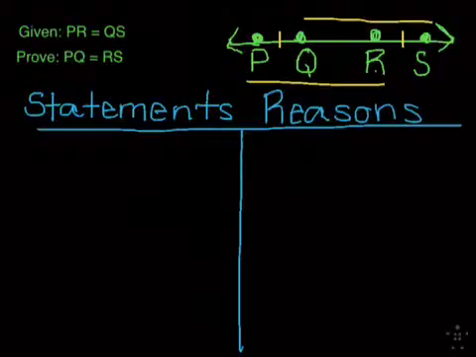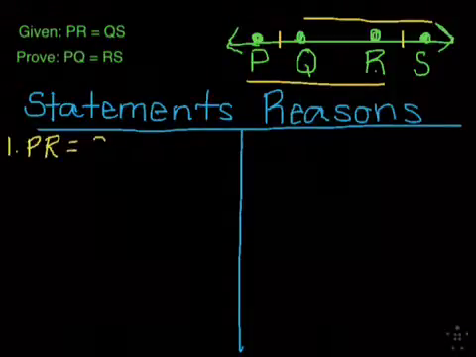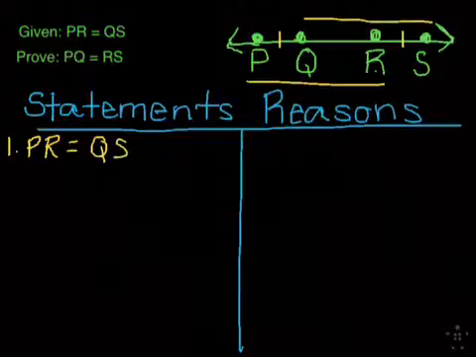All right, so first thing is you're going to say step 1. You're going to write down your given information that PR equals QS. And our reason is because that was given information.